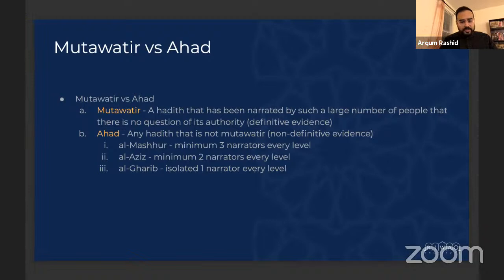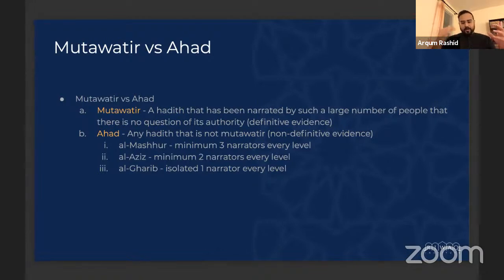So mutawatir versus ahad. A mutawatir hadith is a hadith that has been narrated by such a large number of people that there is no question of its authority. It is a definitive evidence, right? So this is qat'i, that's the Arabic term for it. Ahad hadith is the exact opposite. Anything that is not mutawatir is classified as ahad.